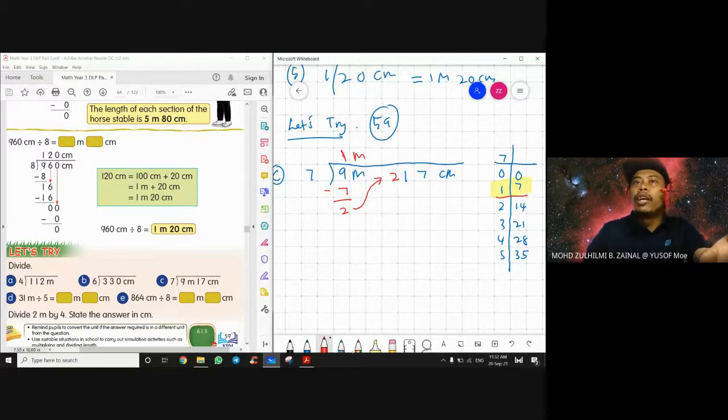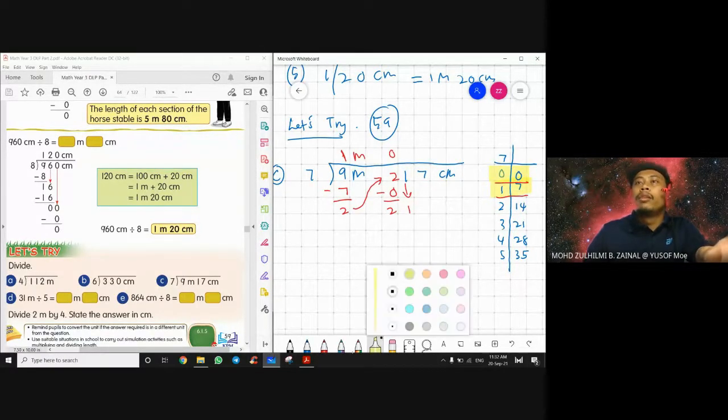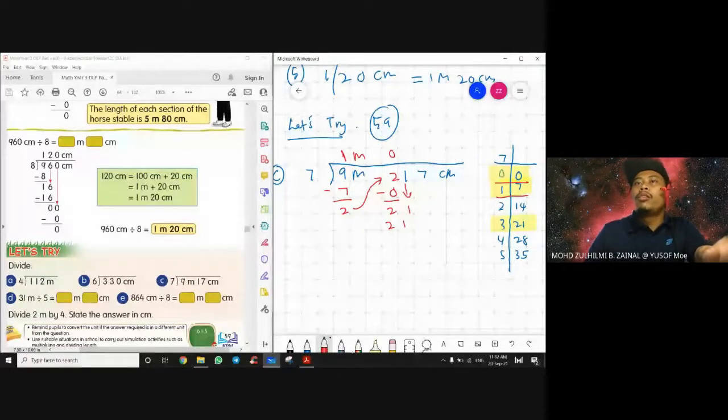Ada tak 2? 2 tu 0. Tak ada kan? 2 is in between 0 and 7. So you just take 0 lah. So 0, bring down 0, bring up 0, minus 2. So bring down 1 pula. 1 ada. Okay, 21 tu yang ni. So you write down 21. Bring down 21, 3 naik atas. Okay, Vanessa boleh.